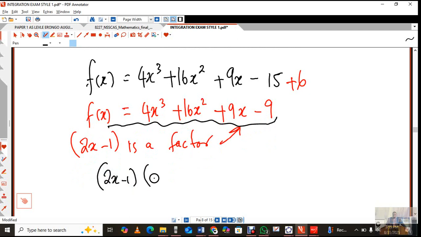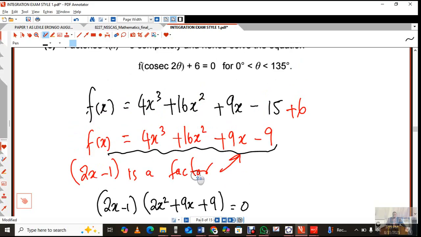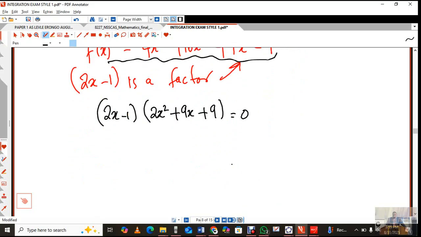And from our long division before, we had 2x squared plus 9x plus 9. I can say that is equal to 0 because this is now a factor, so there's not going to be a remainder left. Now let's just factorize those ones because they say we have to factorize completely.